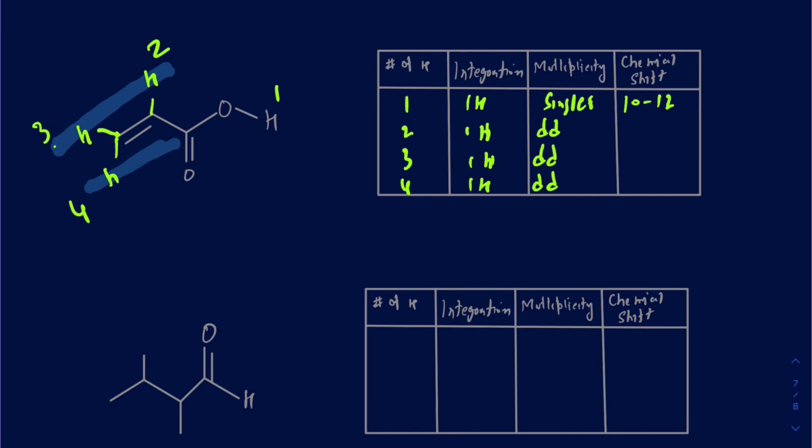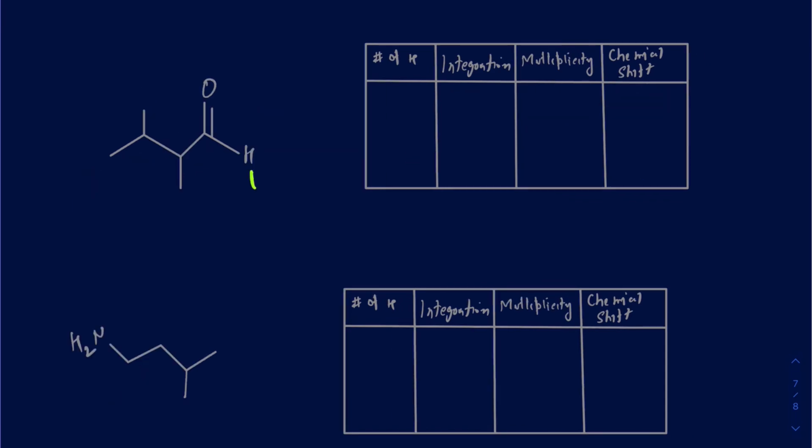And these protons that are on the double bonds are going to be anywhere between 5 to 6. So how many different signals do I have on this one? I got 1 here, 2 here, 3 here, 4 here, 4 here, and 5 here. So 1, 2, 3, 4, and 5.